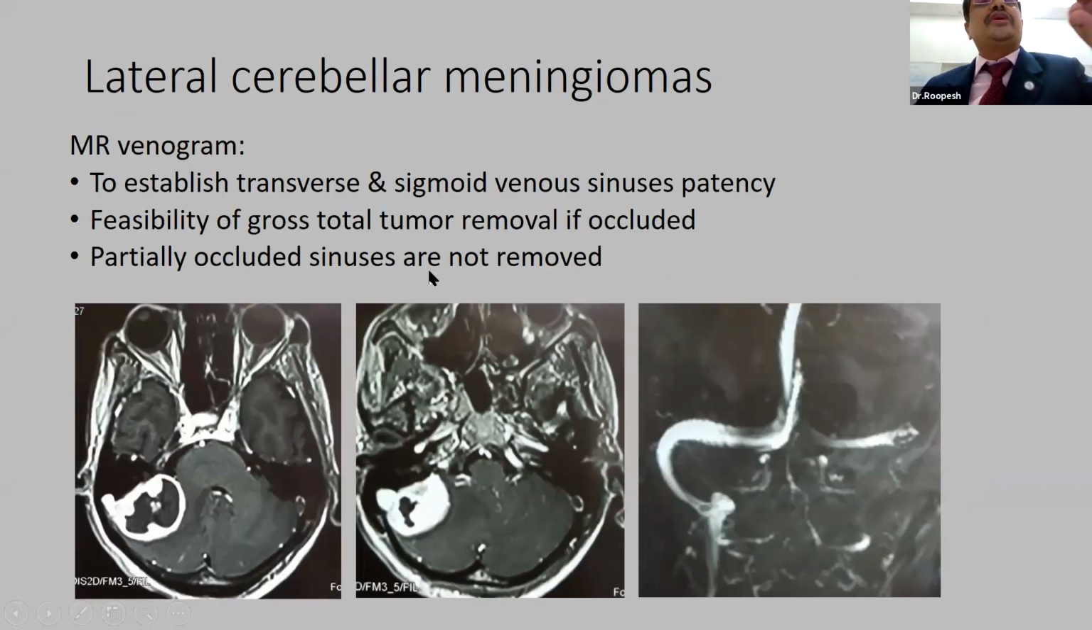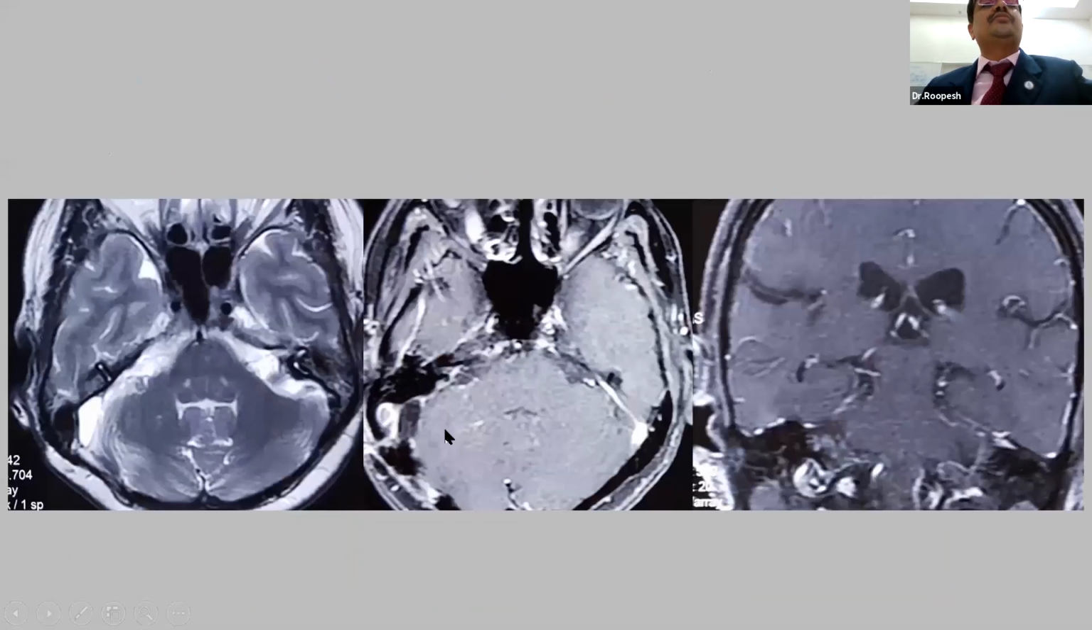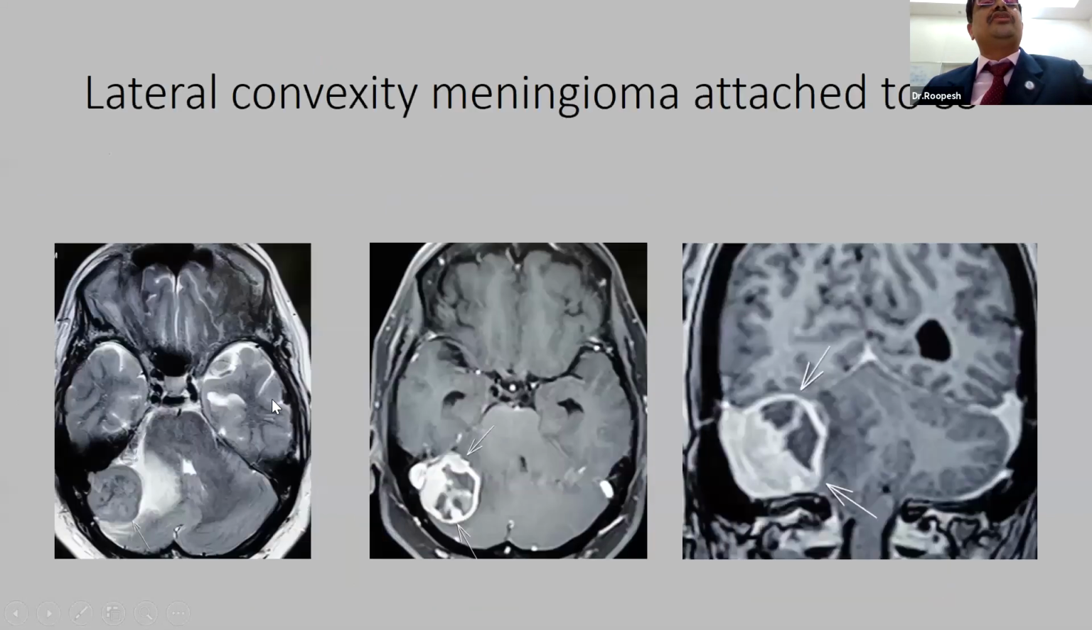In these cases, it's always better to do an MR venogram to know the dominance of the sinus. So you see here, that is a dominant sinus, and that is the side of the tumor. The opposite side transverse sinus is hyperplastic for some reason, and there is no sigmoid sinus. So you need to be extremely careful, and you need to preserve the sinus very, very carefully here. There's a post-op MRI, you can see that this sinus is preserved. So that is something which you should do. Always do an MR venogram.